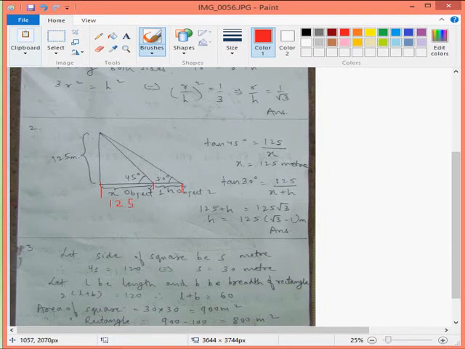Now what is this h? I have to find out this h. What is this tan 30? This height upon this total base. The value of tan 30 is 1 by root 3. And what is this height? 125. And what is the total base here? This is x plus h. So I have written tan 30 is equal to 125, that is height, upon total base, that is x plus h. Putting the value of tan 30, it is 1 by root 3.